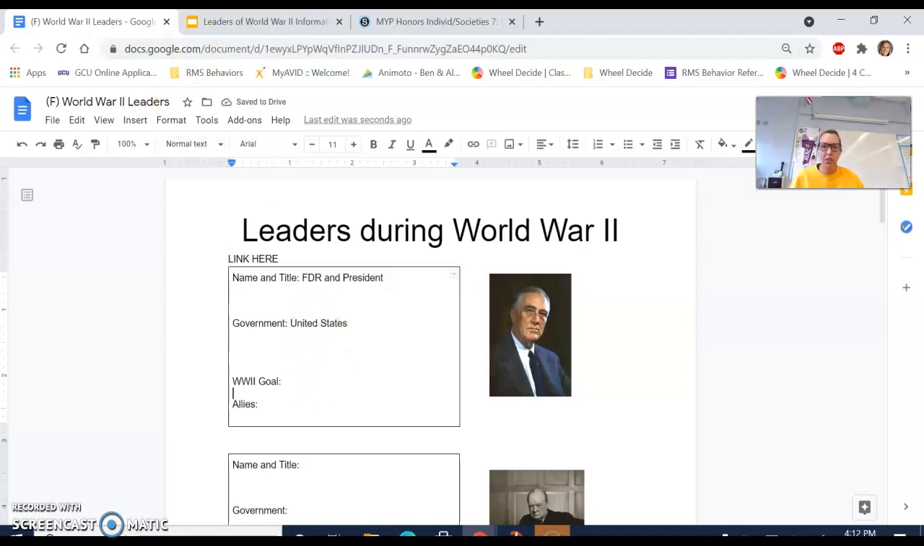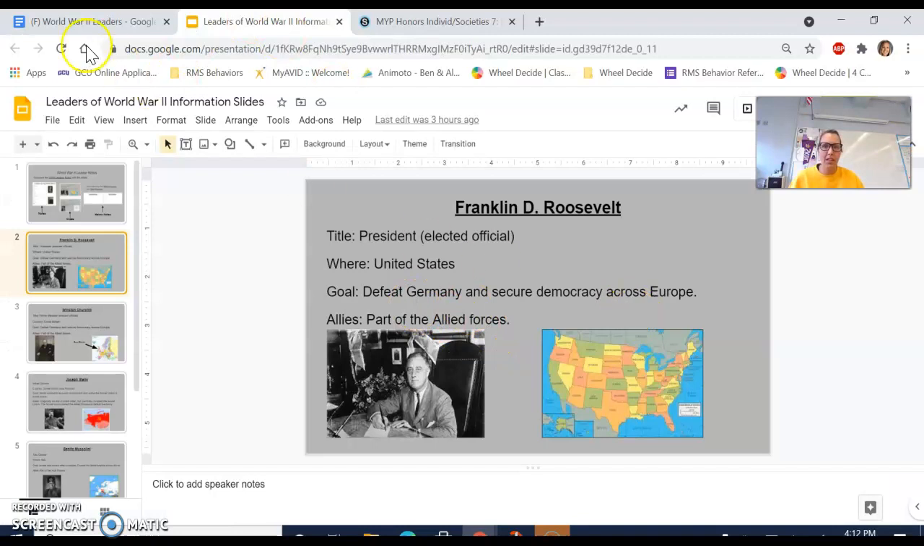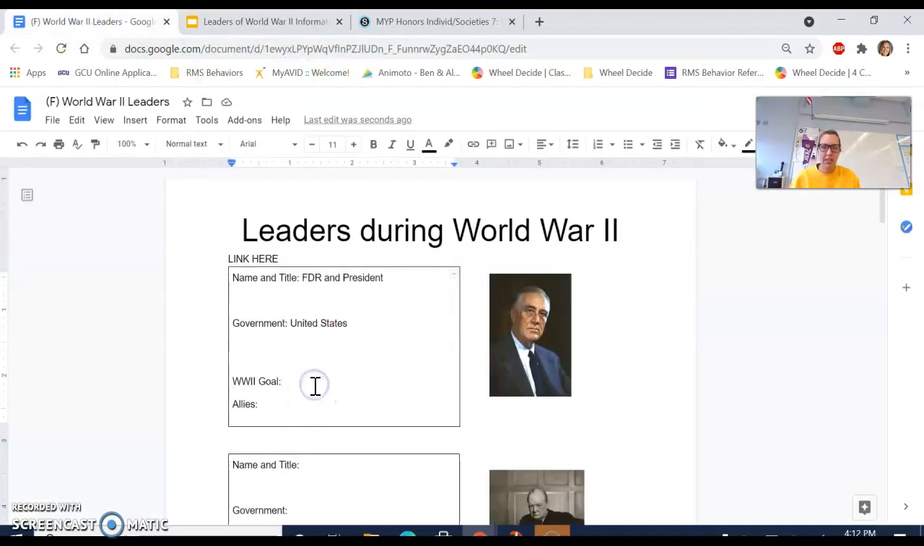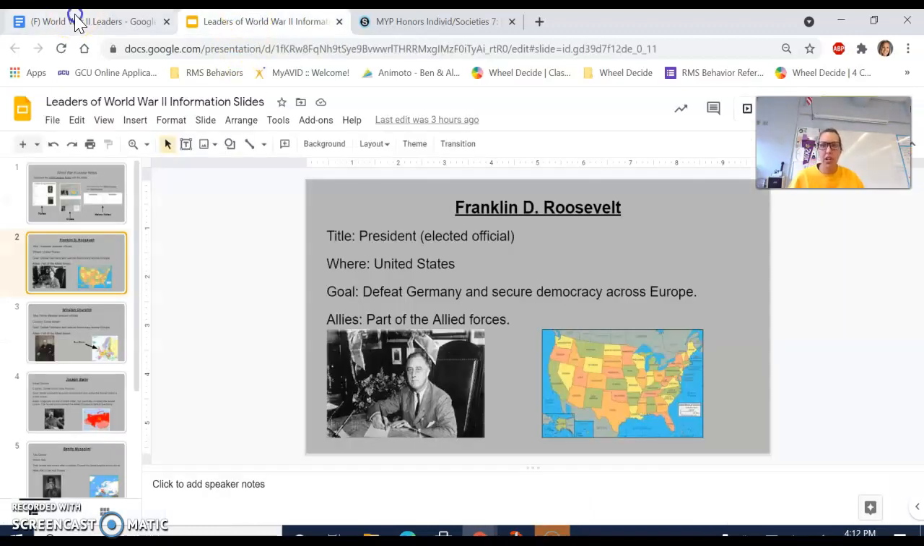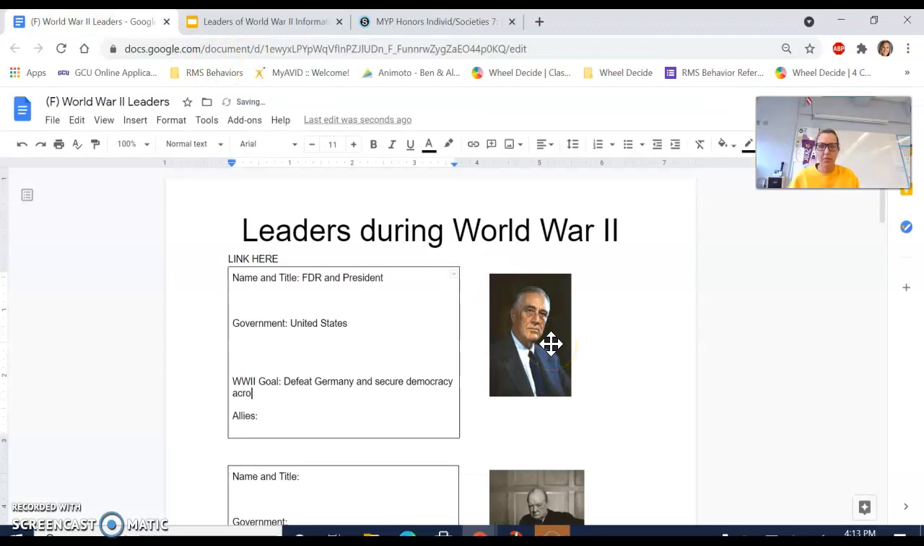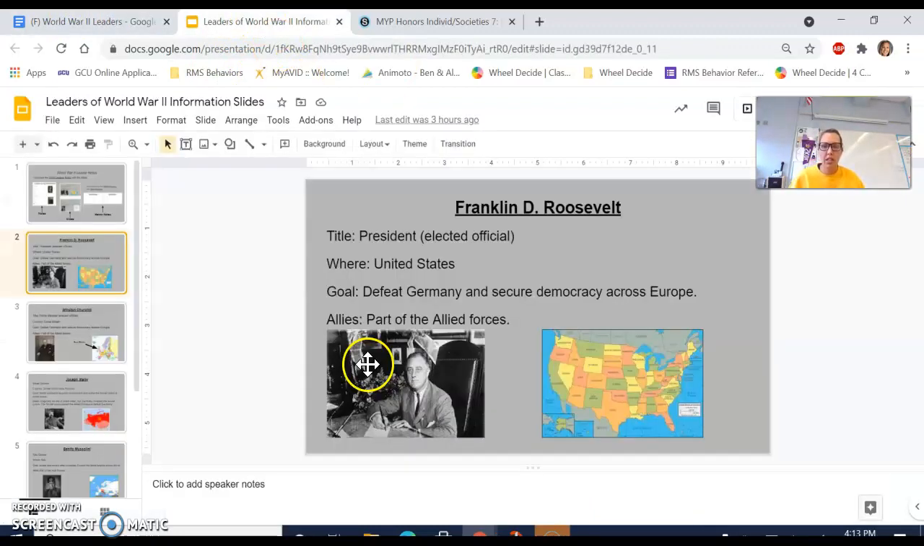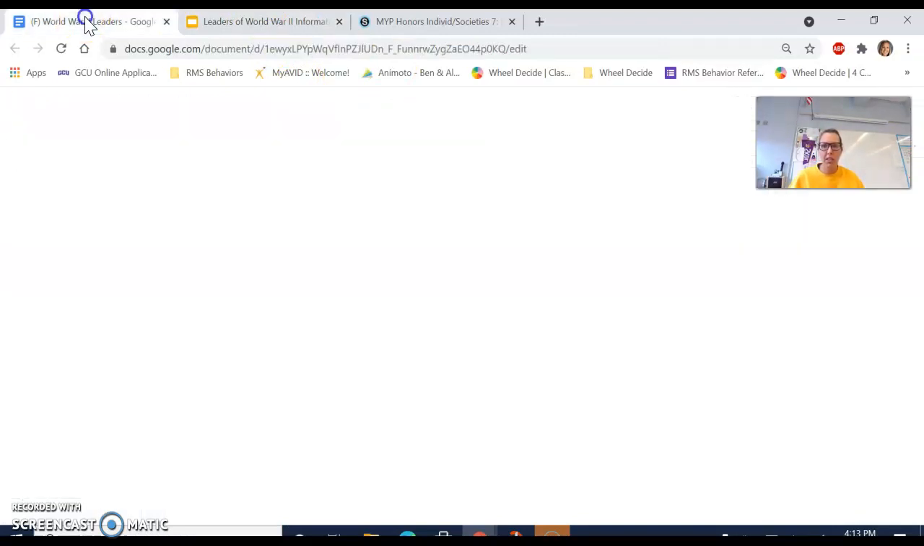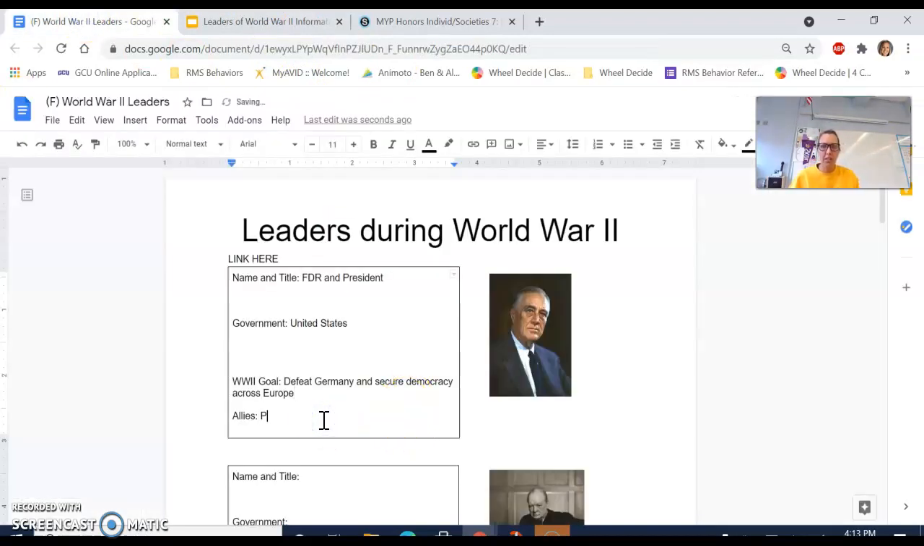His goal in World War II, what was he trying to do? Defeat Germany and secure democracy, which is our kind of government that we have in the United States. Secure democracy across Europe. And he was part, or the United States was part of the Allied forces.